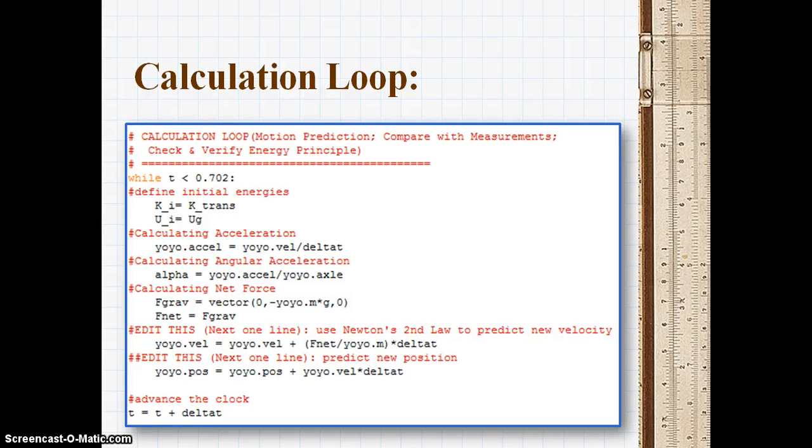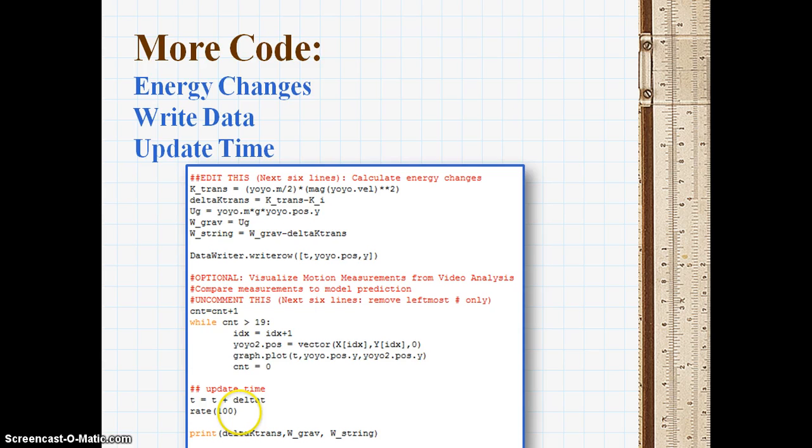In the while loop, the code updates the position and velocity of the yo-yo using Newton's second law and the fact that we assume that the only force acting on the yo-yo is the gravitational force. Finally, the point-particle energy principle is applied to calculate the work done on the yo-yo by the string. The code prints the change in translational kinetic energy, the gravitational work, and the work done by the string. This printout was used to determine whether or not the code could accurately predict the work done by the string.